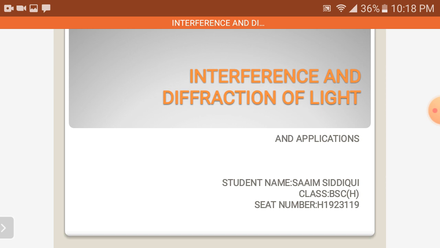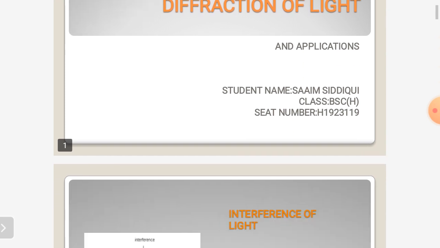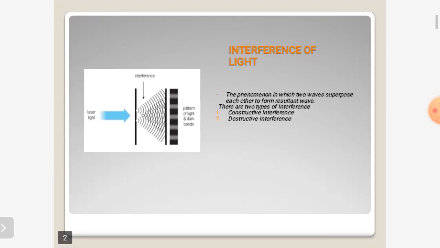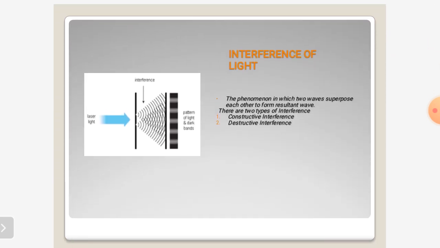First, we are going to talk about interference of light. What is interference of light? The phenomenon in which two waves superpose each other. What is the meaning of superpose?